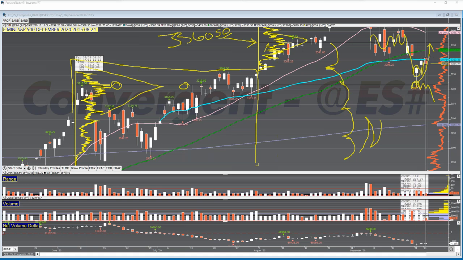So this morning, the activity that's supposed to take place is that it's likely to balance here, and it's likely to rotate up to the 3340s, and then ultimately come back to 3360 if it continues to drive. So that's what we call the narrative. That is the story, okay?